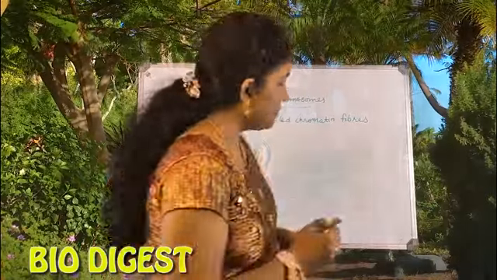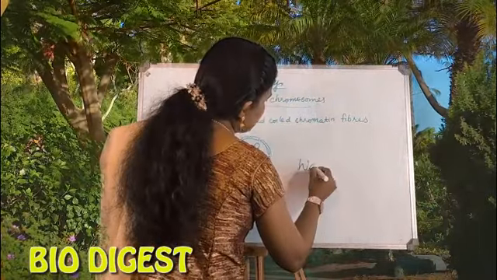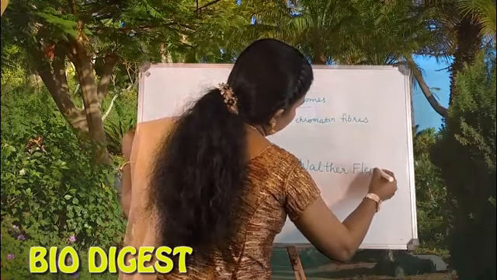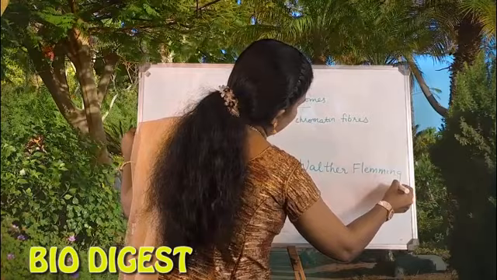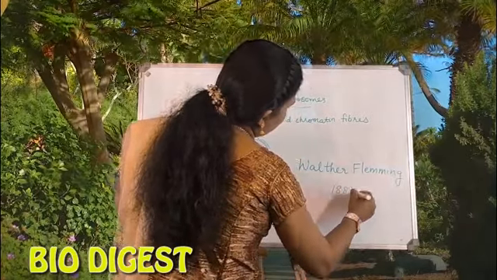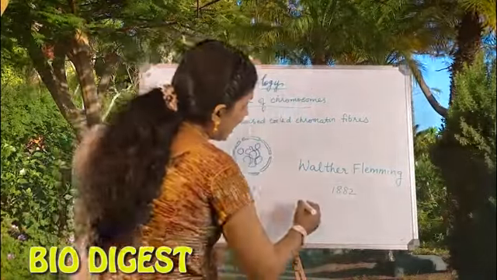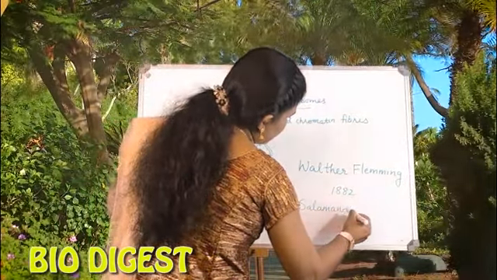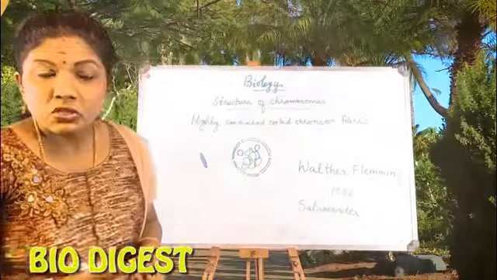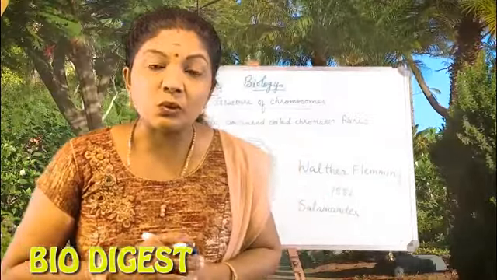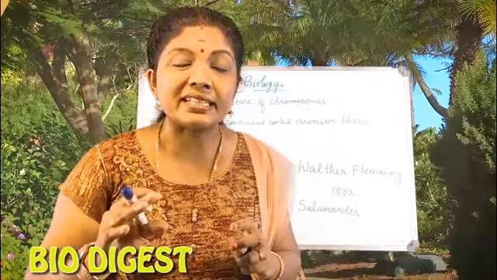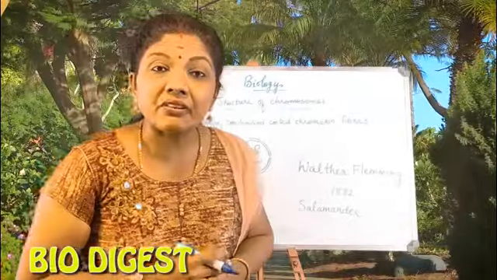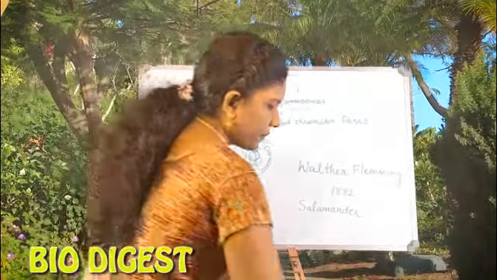Now coming to the discovery of chromosomes. Chromosomes were for the first time discovered by a German scientist known as Walther Flemming in the year 1882. He discovered chromosomes in the larvae of salamander. Salamander is an amphibian. In the larvae of salamander, he was able to see certain thread-like structures. So that was about the discovery of chromosomes.